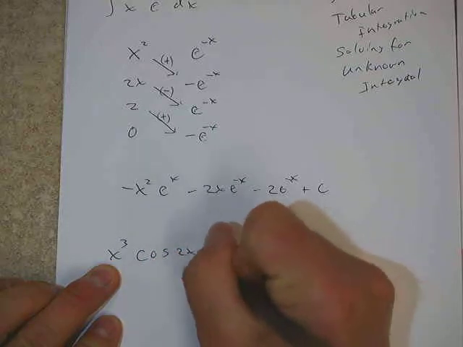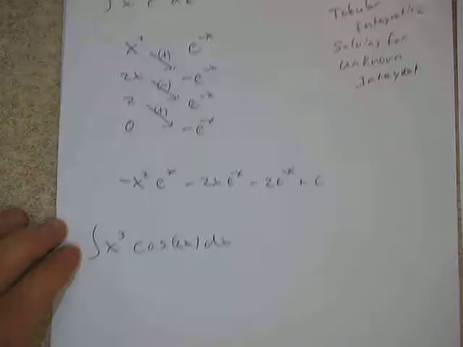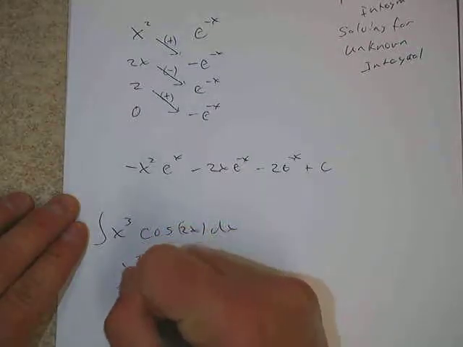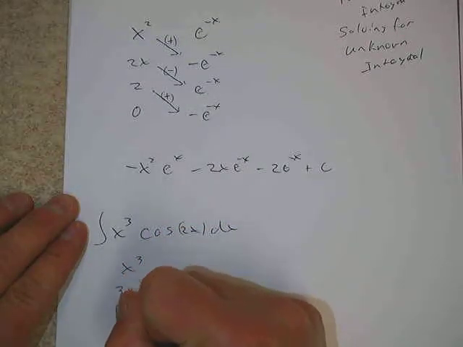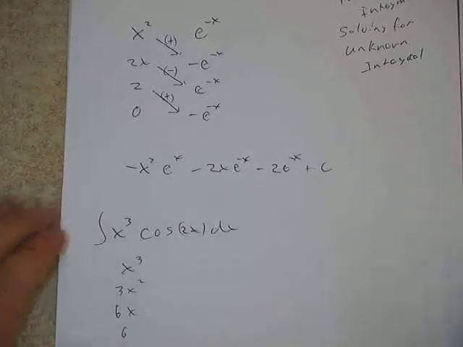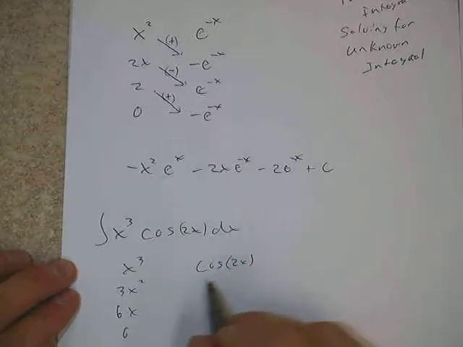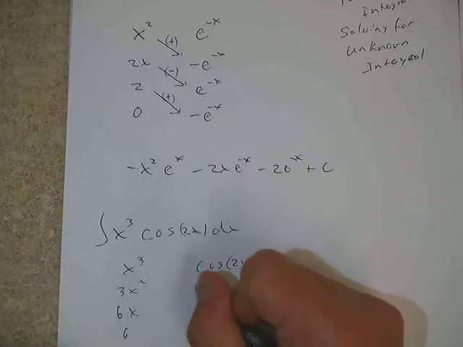We have the integral of e to the x cubed cosine 2x dx this time. So let's try that tabular integration process again. We're going to start out with x cubed, then 3x squared, then 6x, then 6, and then 0. Cosine of 2x, of course, goes here.